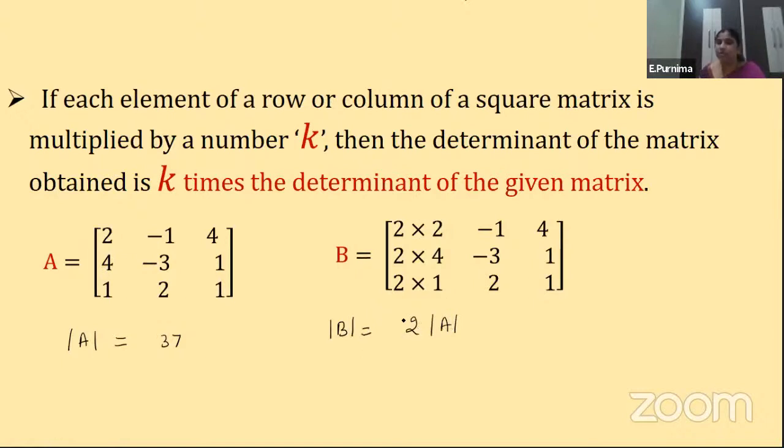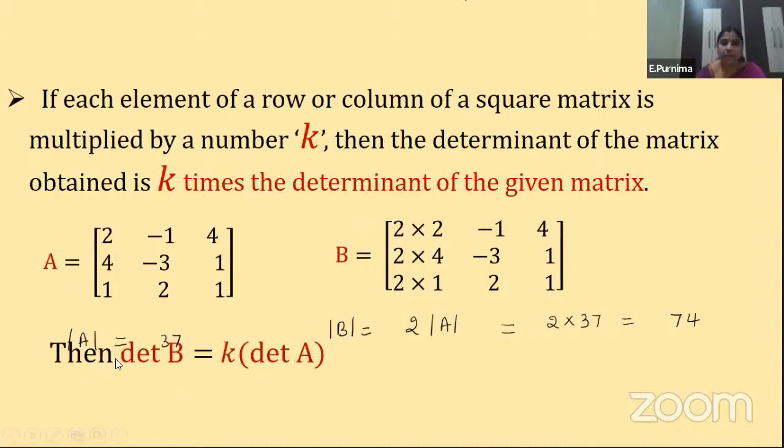So here it is nothing but determinant of B is given by 2 times the determinant of A. What is this 2 here? It is a scalar quantity with which we multiplied each element of the first column. Is it clear? So how much do we get here? 2 into 37 will give you how much? 2 sevens are 14, 2 threes are 6 plus 1 is 7. 74 is the value. Understood, children? So that is nothing but 2 times determinant A we can write here. So in general, determinant of B is written as k times determinant A. Is it clear? Understood, children?